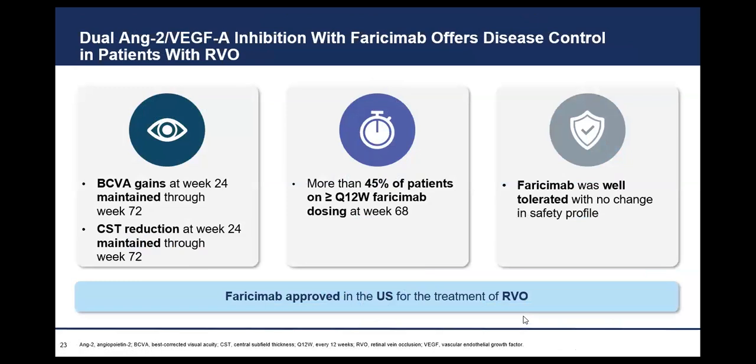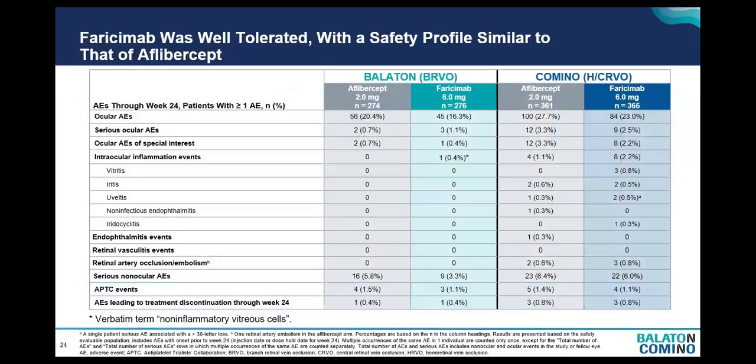So what's the take home for this? BCVA gains from the Comino and Balaton studies were confirmed by week 24. You had good BCVA gains, which were maintained all the way to week 72, similarly with CST reduction on OCT. More than 45% of patients were on Q12 or more, up to Q16 by week 68. And faricimab was well tolerated with a good safety profile. It was approved by the FDA for treatment of RVO.